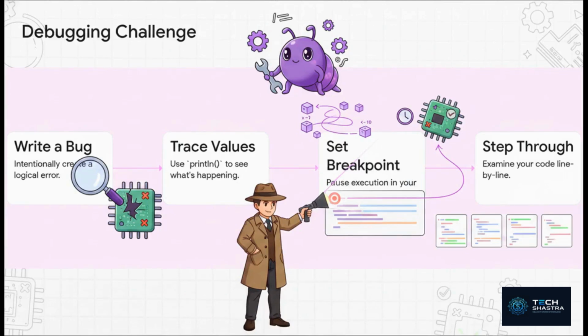Building things also means fixing things. And look, debugging is a skill, not a sign of failure. So I challenge you to try this. Intentionally write a bug and then use your IDE's tools to hunt it down. Setting a breakpoint lets you literally pause your code and inspect everything. It's like being a detective for your own program.